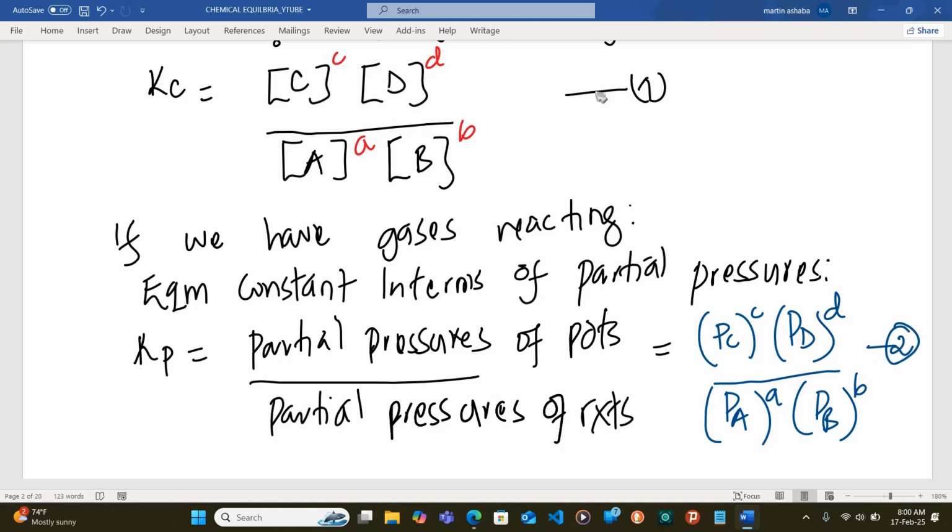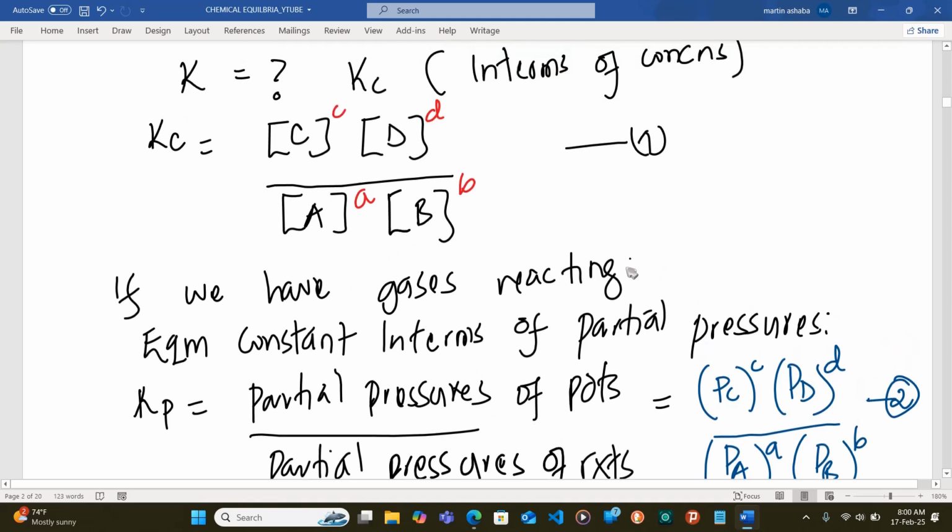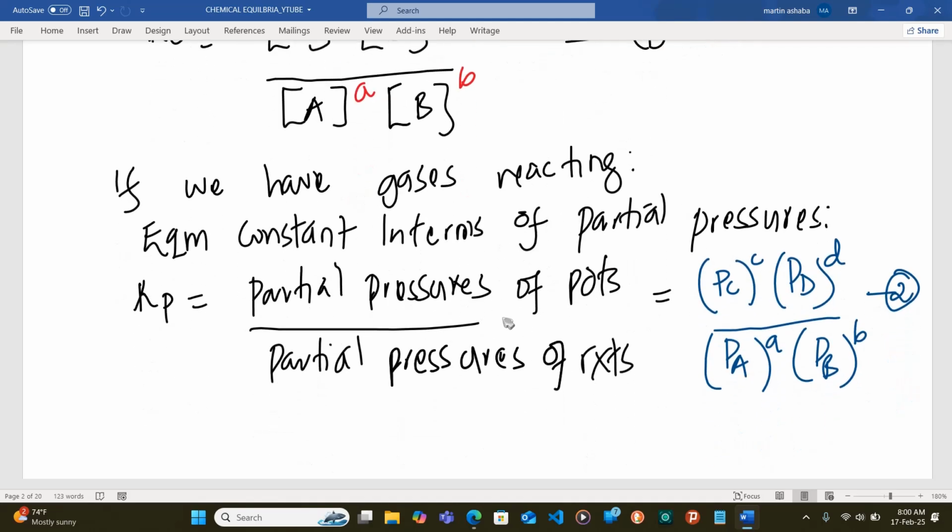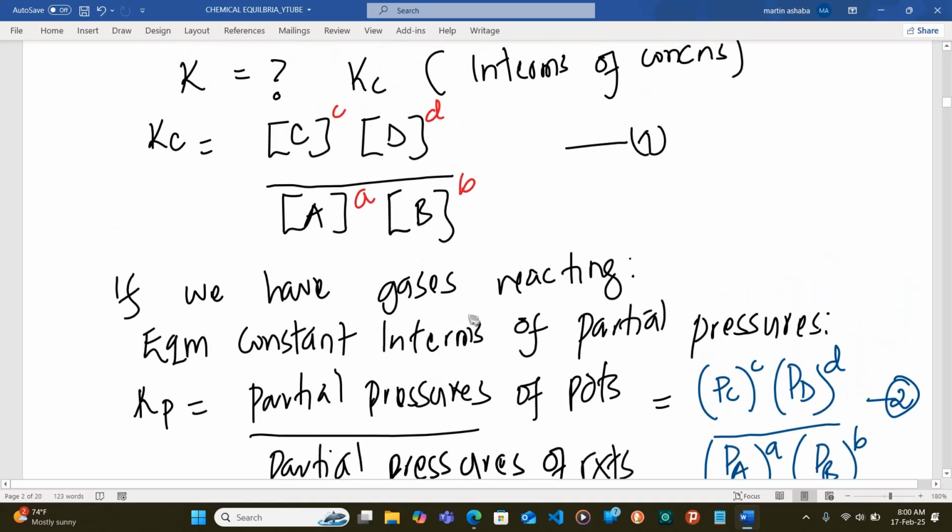And that gives us the equilibrium constant in terms of partial pressures. So these two equations are going to be very paramount in our proceeding examples, where we are going to be involving examples on how to apply these constants.